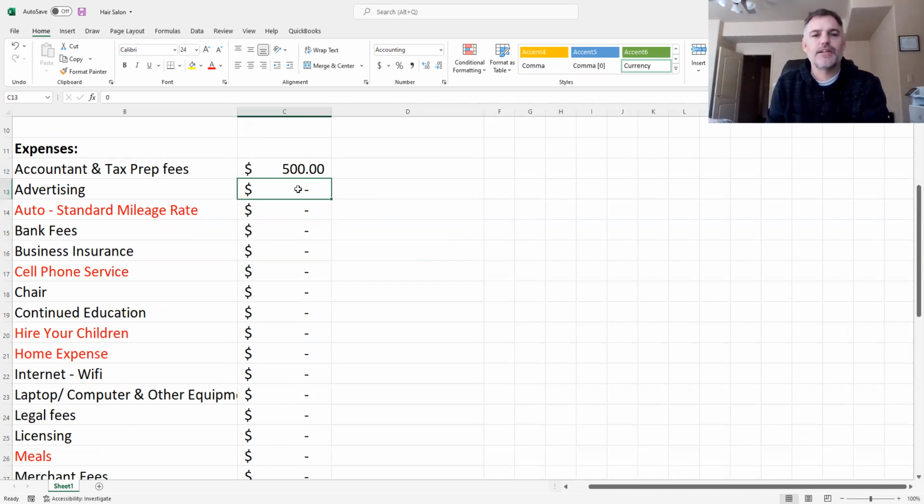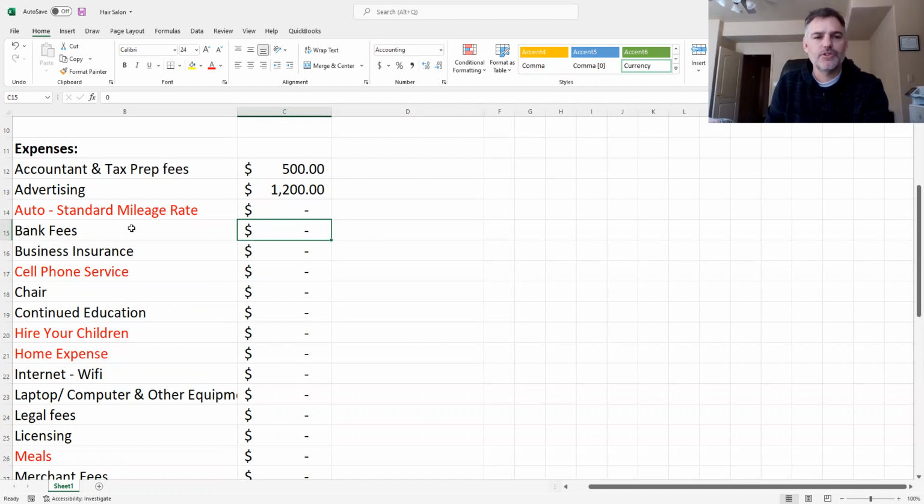Any advertising, so let's say that you do any business cards, you buy any shirts with your logos, you do any social advertising, then we want to make sure that we're accounting for all of our advertising. So let's say that you have a budget, you spend about $100 a month, gives you $1,200 for the year. And then I'm going to skip the ones in the red and I'll come back to those here in just a little bit.